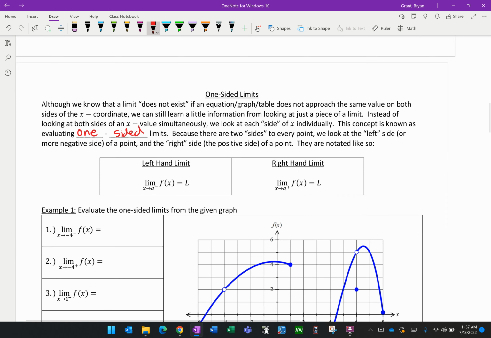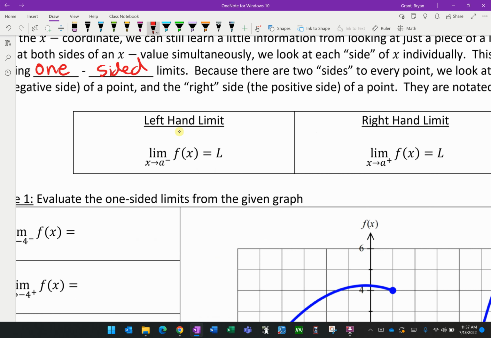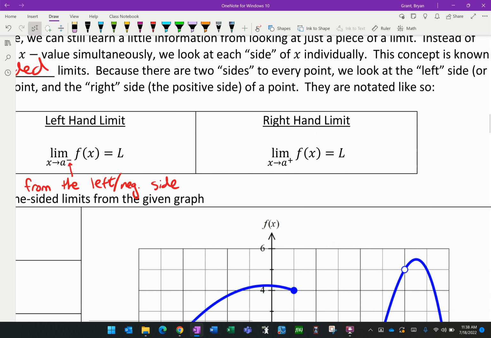And they're notated like this. A left-sided limit says the limit as x approaches a, and here's this little negative, from the left or negative side of f of x equals something. And this other one says the limit as x approaches a from the right or positive side.